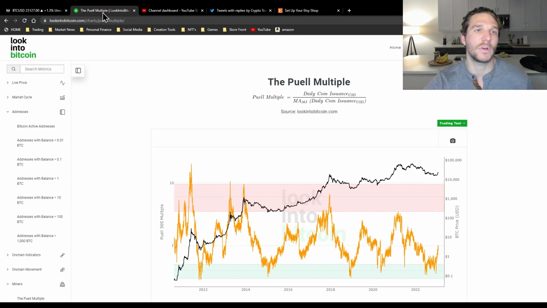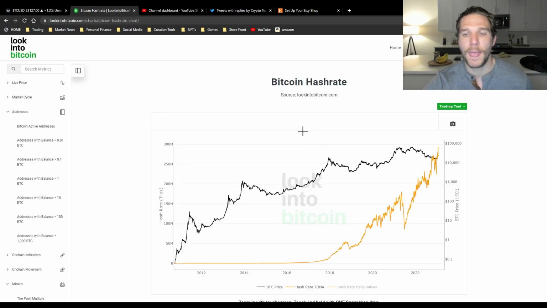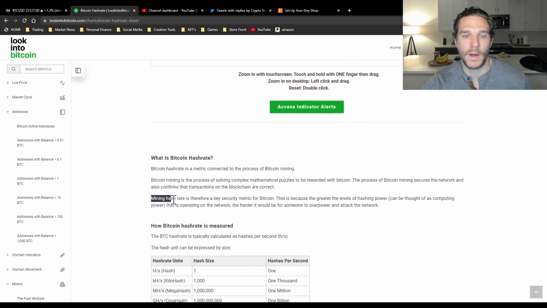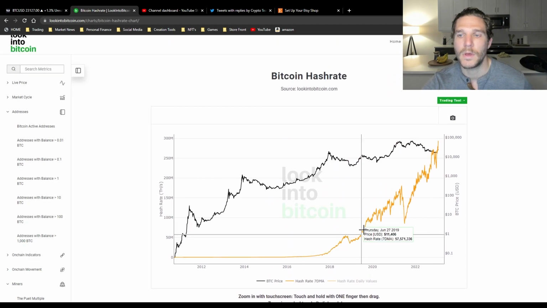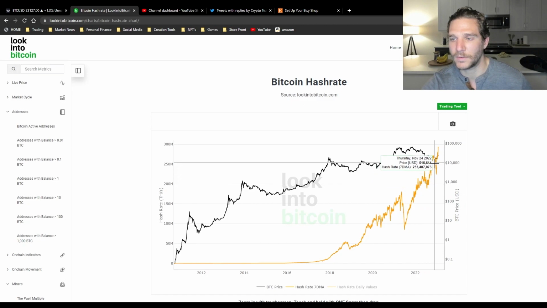All right, one more thing that I wanted to show you is the Bitcoin hash rate. I think this is important because the Bitcoin hash rate, which is indicated by the orange line, is basically the security of the network. Mining hash rate is the security of Bitcoin. That is because the greater the level of hash power, which can be thought of as computing power, that is operating on the network, the harder it would be for someone to overpower and attack the network. So what this says is Bitcoin's getting safer, more secure over time. It's actually the safest and the most secure that it's ever been.